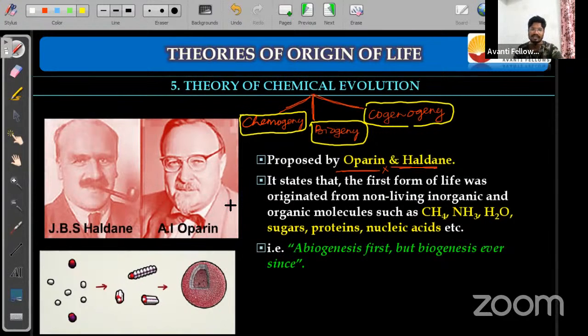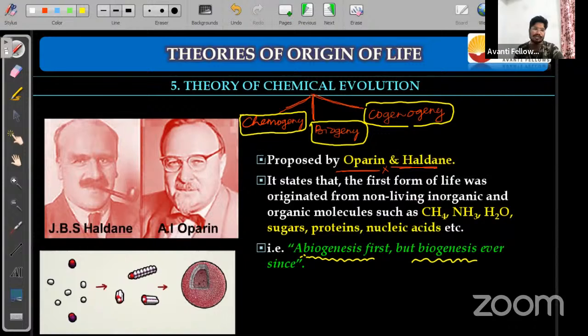Okay, and according to Haldane and Oparin, it is stated in chemical evolution that abiogenesis happened first and it was followed by biogenesis, and ever since it has been happening. So initially for the first time abiogenesis हुआ, non-living से life form आया, और उसके बाद biogenesis continuously हो रहा है, फिर उसके बाद living से living form बन रहे हैं. So it was explained by Oparin and Haldane.